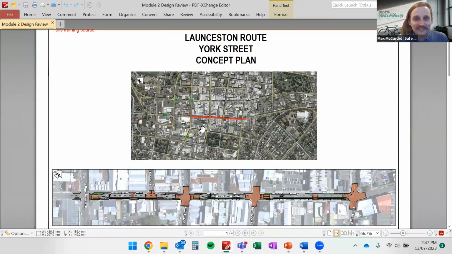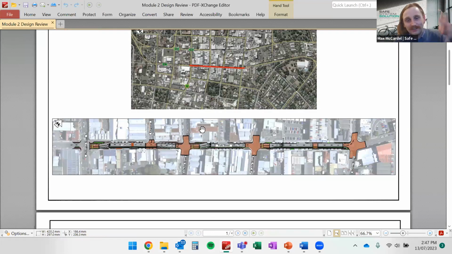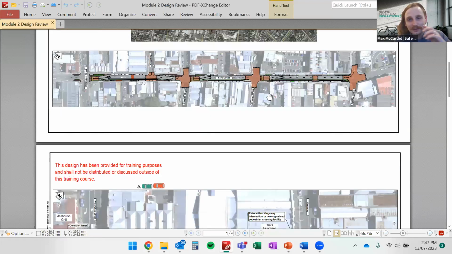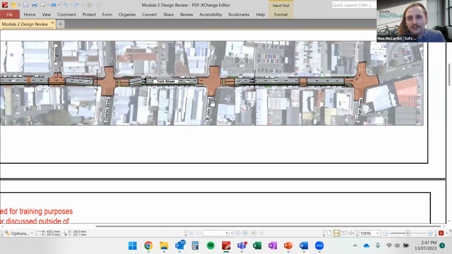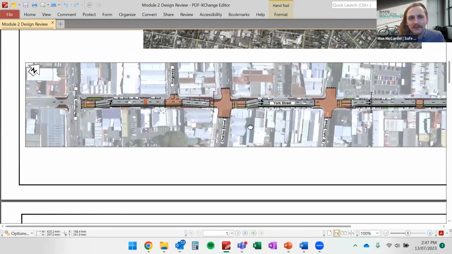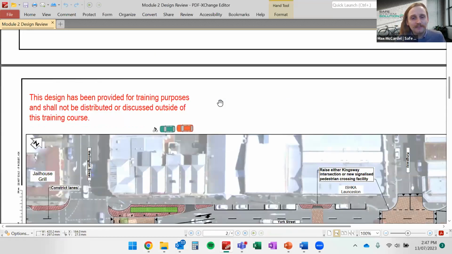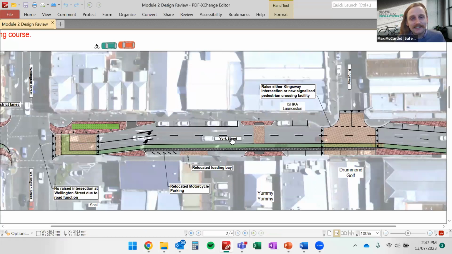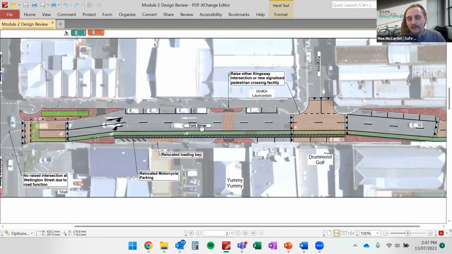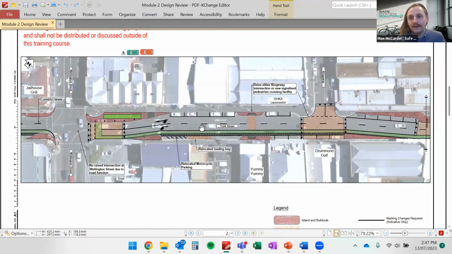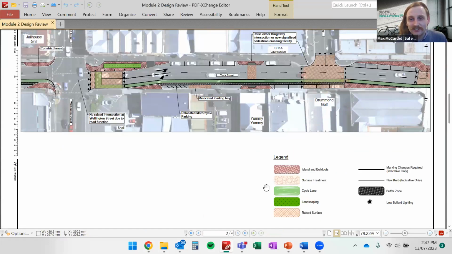But yes, this is just the overall sheet. There's only 4 sheets here. It just takes you along from George Street in the north, sorry, yep, to Wellington Street. And this is kind of what you're looking at. And if you haven't looked at designs before or anything like that, just give me a call. I'm happy to talk through it. But the legend is provided.